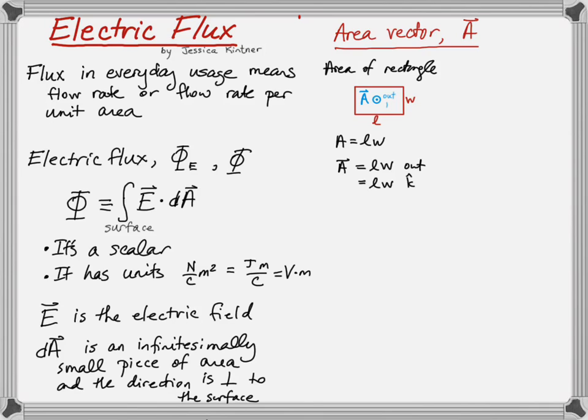If you're using your standard X, Y, Z axis, where X usually goes to the right and Y goes up, then the Z direction would be out of the screen. And so I would call that direction k hat, since we usually use i hat for the X direction, j hat for the Y direction, and k hat for the Z direction.